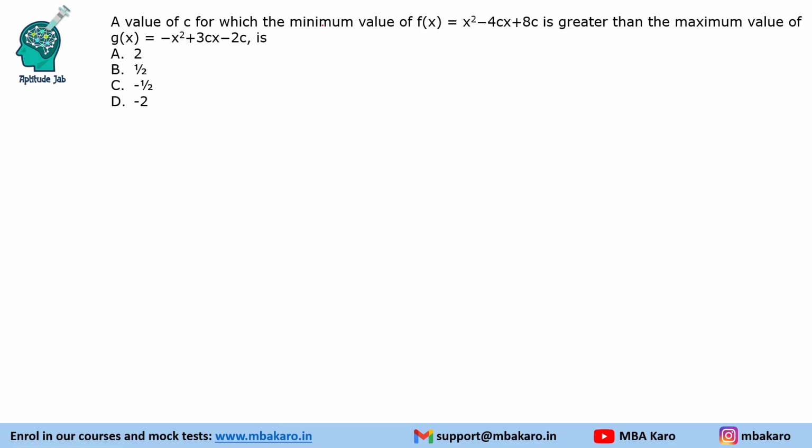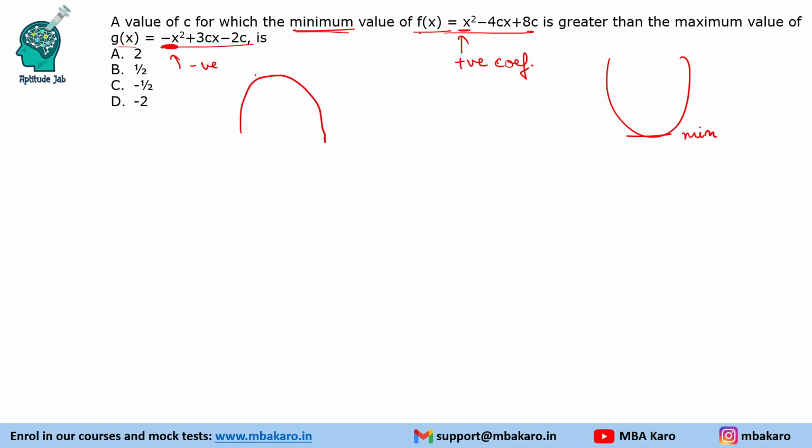A value of c for which the minimum value of f(x) is greater than the maximum value of g(x) is. Now, whenever you are given a quadratic expression and you need to find the minimum and maximum, first understand that if a function has a positive coefficient, the graph is always going to be like this, and it will have a minimum point. In this case, the coefficient is negative, so the graph is always going to be like this, and it will have a maximum value, right?